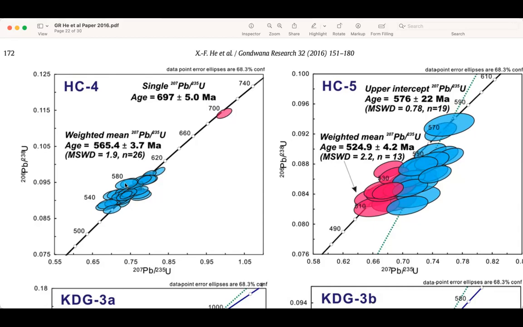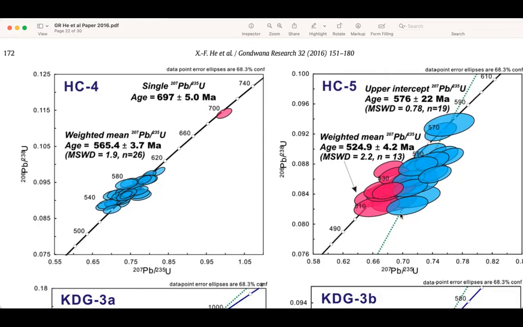Okay, so from these clusters you can get a mean age. We call it weighted mean age. It's like 565 Ma. And here you have two types. I think these are two sets of zircons, red and blue. That's why they have been shown in two ways. And you see, these are almost very concordant. On the Concordia diagram, you can take that as the mean age.